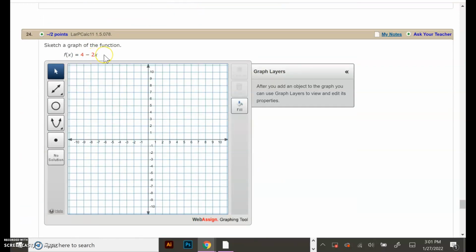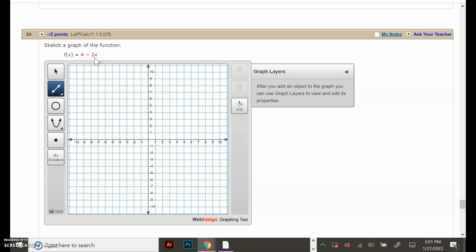4 minus 2x. What's the shape of this function? What type of function is it? It's linear because we have x to the first power. 1 is our degree, therefore we're going to have a line here. So I'm not going to use the parabola. I'm going to use the line. Notice that if I click this option here at the bottom right, they give us some line segments and some rays, but I'm going to go with this one because our function continues in both directions forever and ever, right? So I'm going to click on that, and it's blue. Notice it's highlighted in blue. That's what you want.